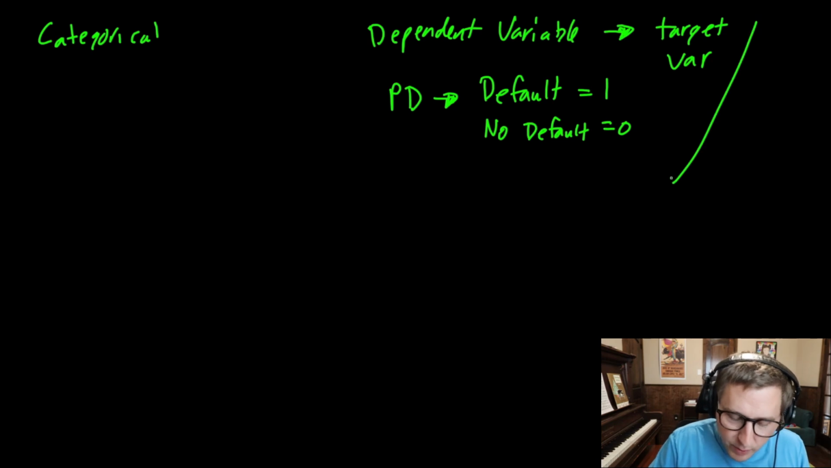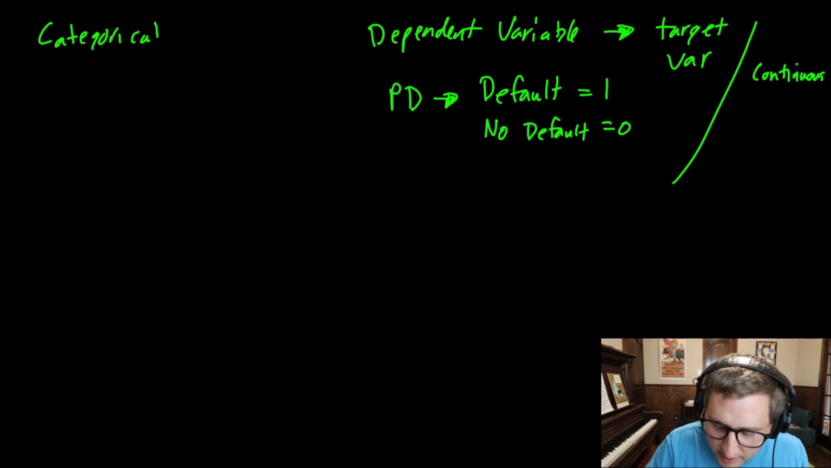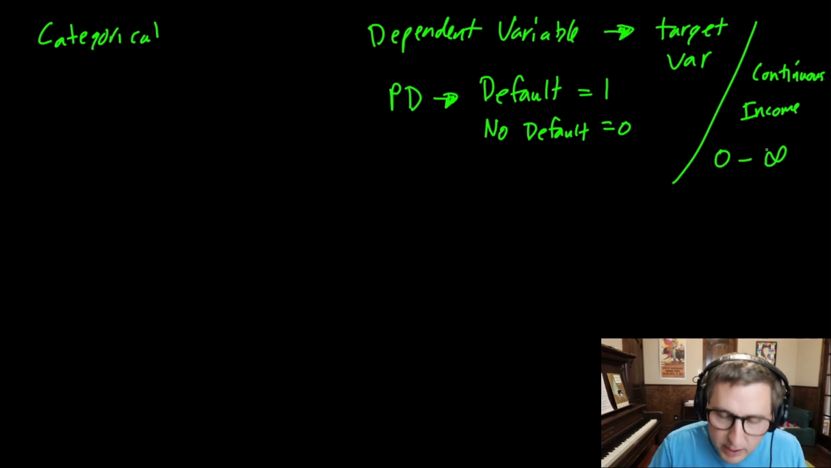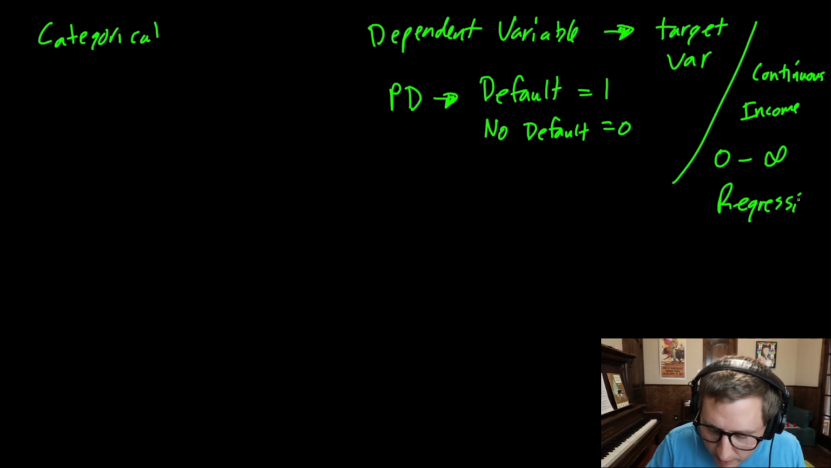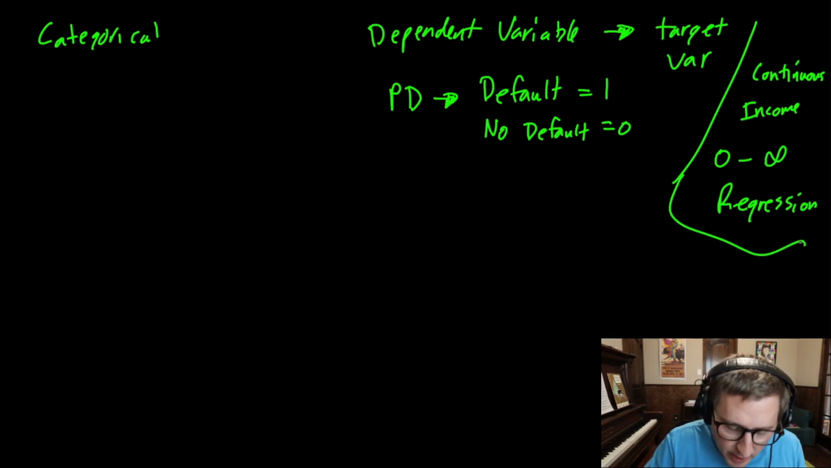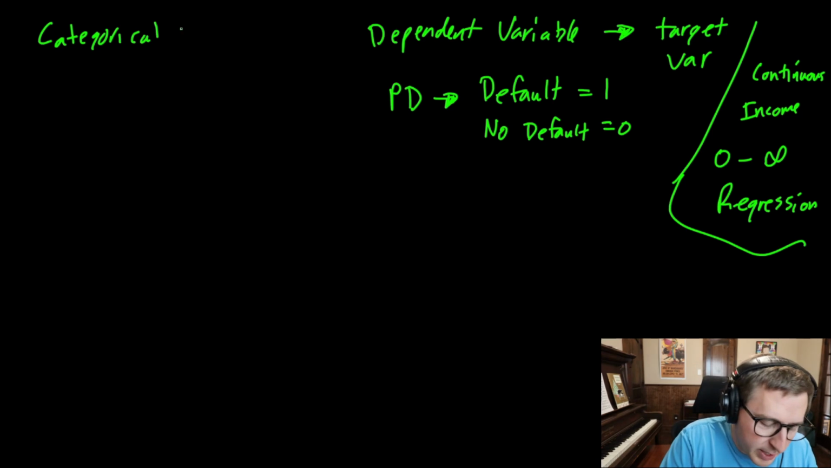An example, though, if you were doing a continuous variable, so continuous would be something like income, right? Because income can range from 0 to, I'll just say, infinity, and it can be in dollars and decimals, which is pretty granular here. And so in this case, this would be a regression problem. But today we are not doing regression. Today we are going to be doing a categorical decision tree.